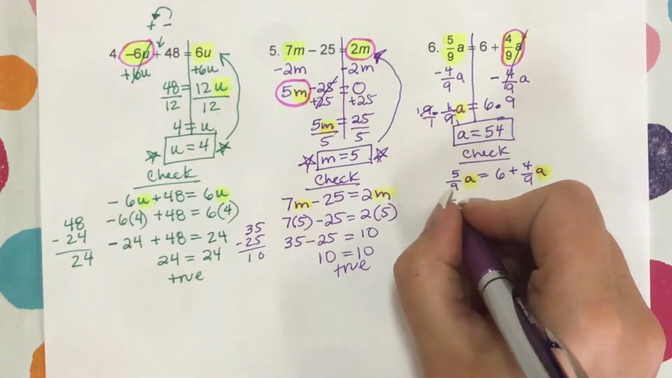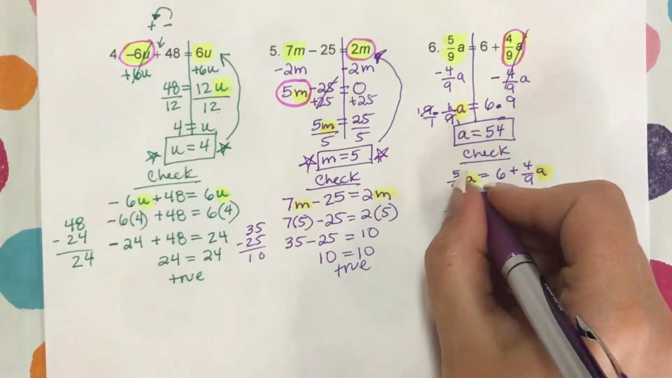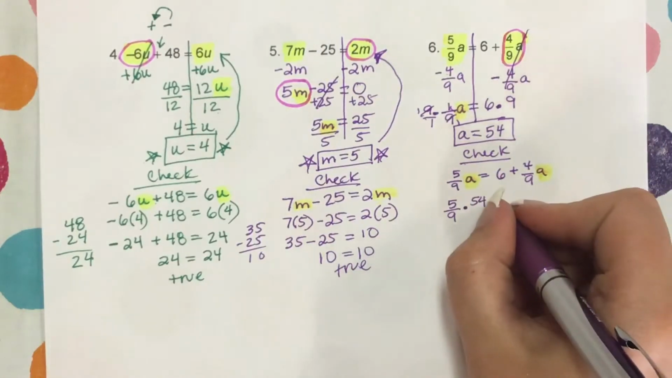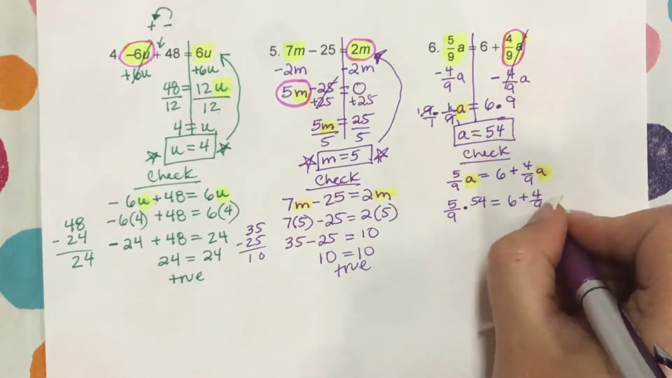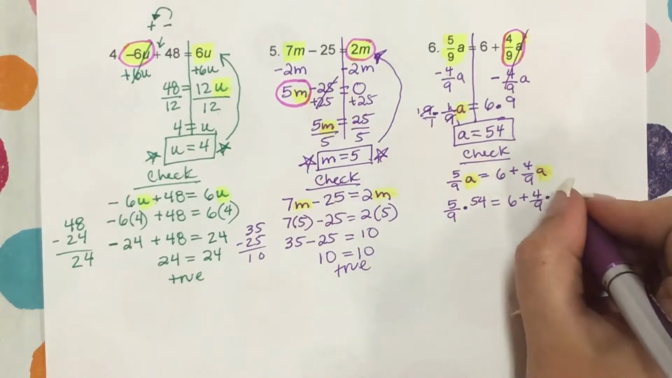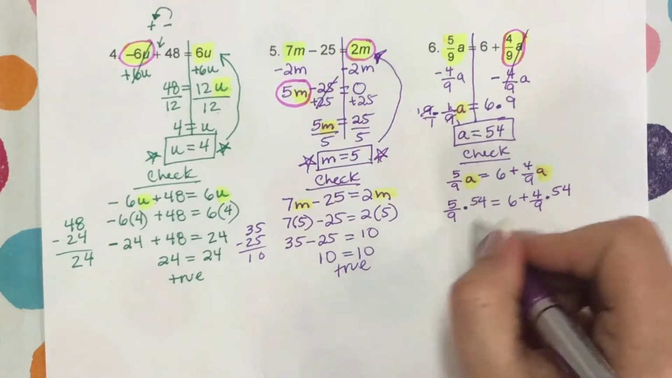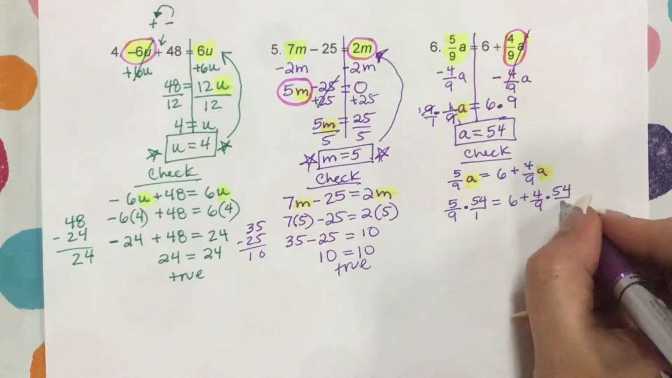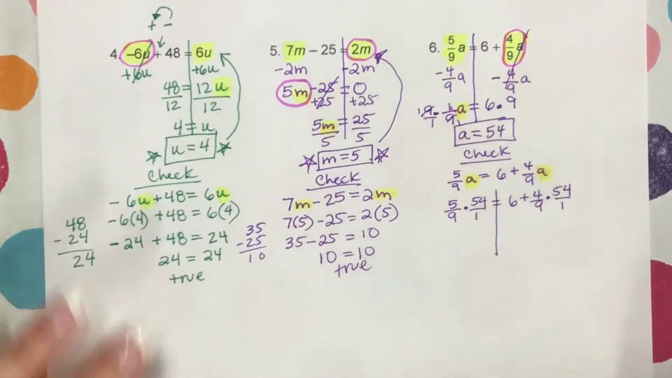Okay, so I'm going to write 5/9, this is 5/9 times a, and so I'm going to write times 54 equals 6 plus 4/9, and a is 54, so times 54. Okay, and I'm just going to multiply these fractions. I'm going to make 54 a fraction, which is 54 over 1. I'm going to do that in both places. And I'm just going to work on this side of the equation.